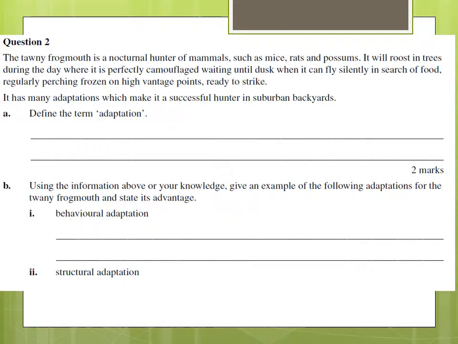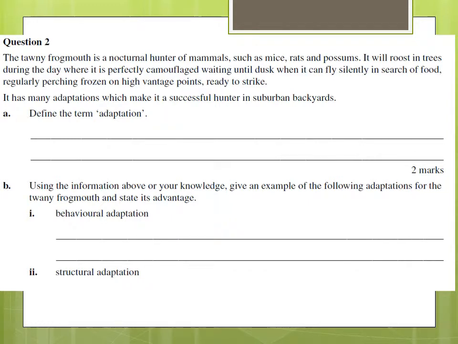Okay, I've got another question here for you. The tawny frogmouth is a nocturnal hunter of mammals such as mice, rats, and possums. It will roost in trees during the day where it is perfectly camouflaged, waiting until dusk when it can fly silently in search of food, regularly perching frozen on high vantage points ready to strike. It has many adaptations which make it a successful hunter in suburban backyards.